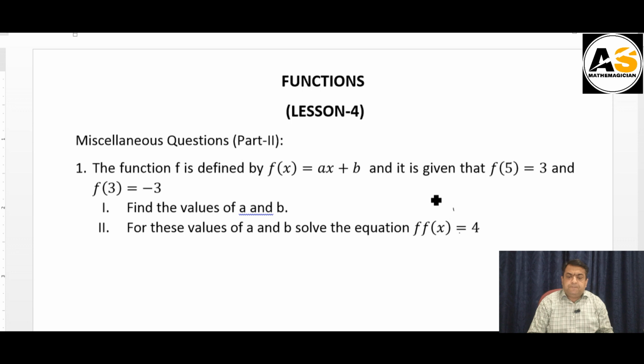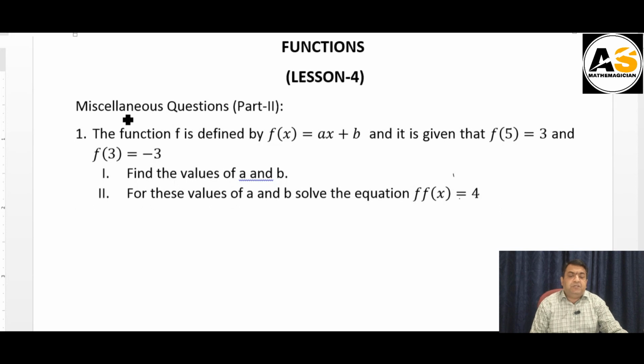So dear students, our first question for today is: the function f is defined by f of x is equal to ax plus b, and it is given that f of 5 is 3 and f of 3 is minus 3. That is, the value of the function at two different values of x is given. In the first part, we have to find the values of a and b. And in the second part, we have to solve the given equation.